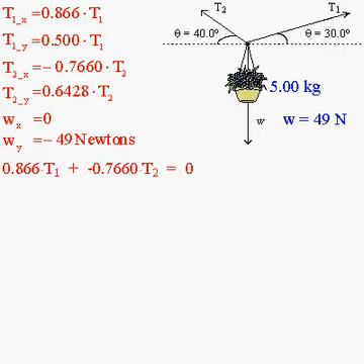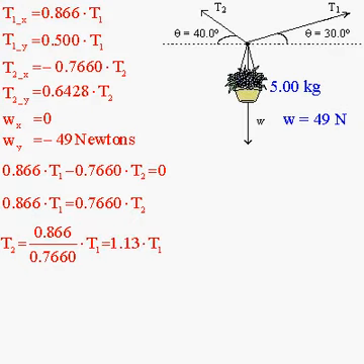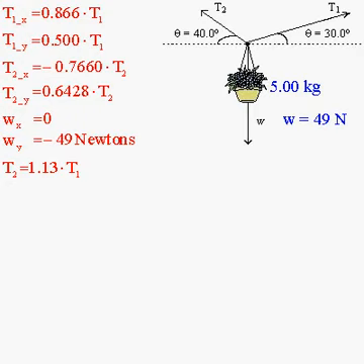Let's solve for T2 in terms of T1. Well, I've got to add 0.7660 T2 to each side of the equation. That gives me 0.866 T1 equals 0.7660 T2. Now I can divide both sides by 0.7660, and I find out that T2 is really 1.13 times T1. Okay, now that's a relationship between these two tensions, so let's remember that. T2 equals 1.13 times T1.